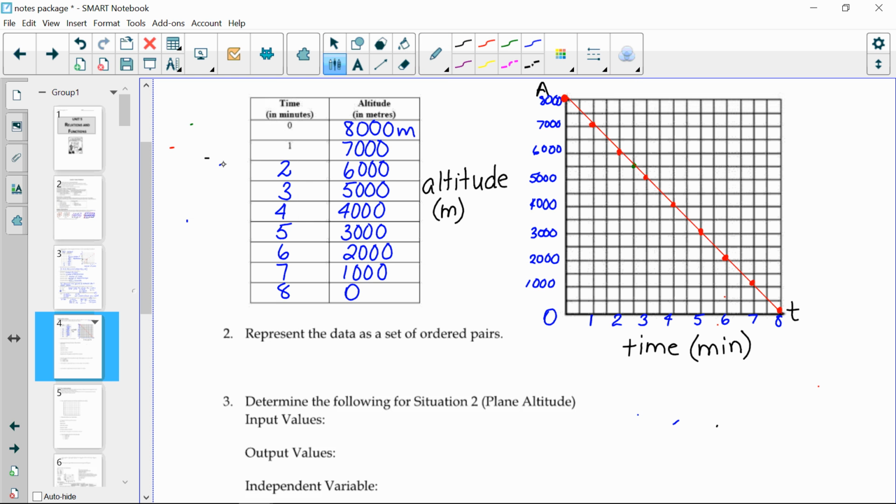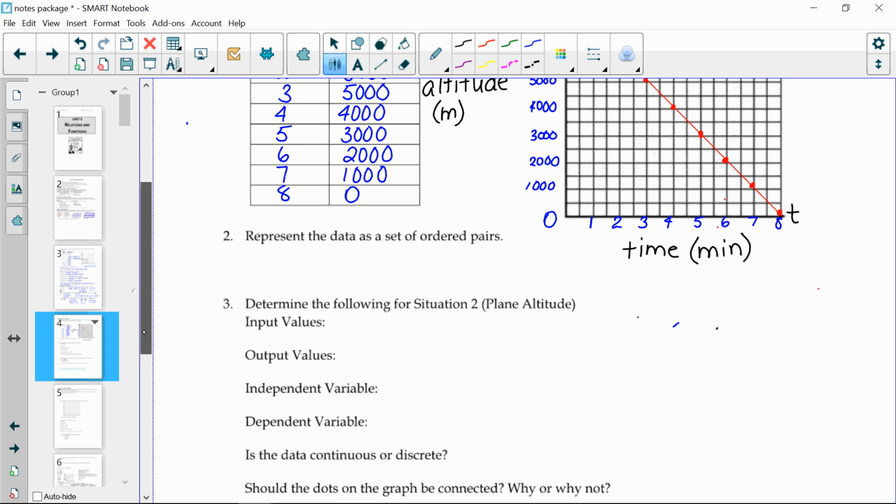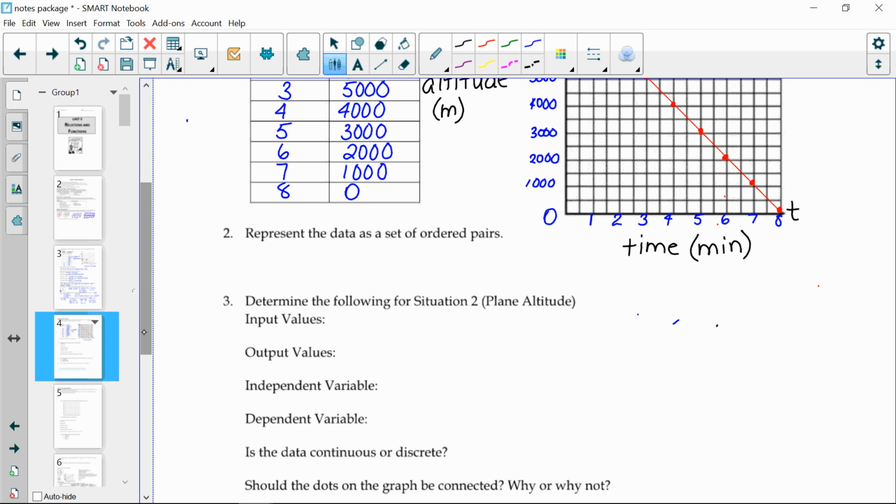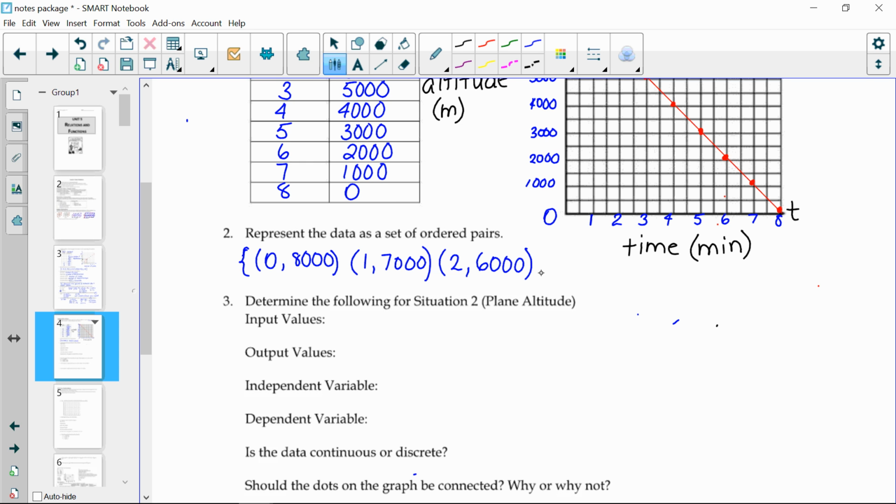So now let's complete the rest of the questions here. We're going to represent the data as a set of ordered pairs. So we open up our curly brackets and we're going to have 0, 8,000 when we begin the descent. After 1 minute, it's 7,000. After 2 minutes, it is 6,000. Be careful when you're doing this because you could end up starting to go up in the scale. It's very easy to make a mistake, so just be careful and concentrate while you're doing this.